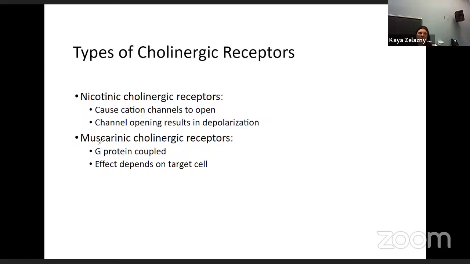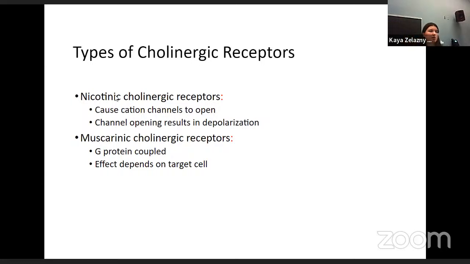So that's how it's exciting the next cell. In our muscarinic cholinergic receptors, it's a more complicated system. We talked about our G protein coupled receptors, those metabotropic receptors in our synapses. This was the version that took a little longer. We can have more varied effects. So with our muscarinic cholinergic receptors, the effect is going to depend on what's going on in that target cell. The nicotinic cholinergic receptors are just going to depolarize the next cell, send on the next signal. But our muscarinic cholinergic receptors are going to receive that signal and then do something with it, but not necessarily depolarize.